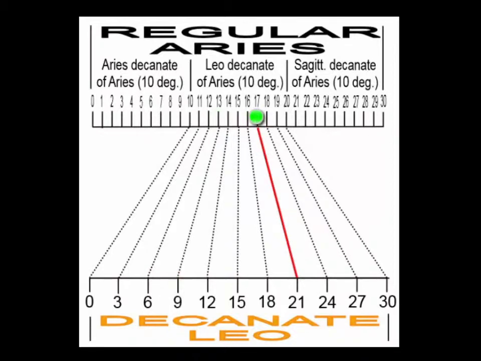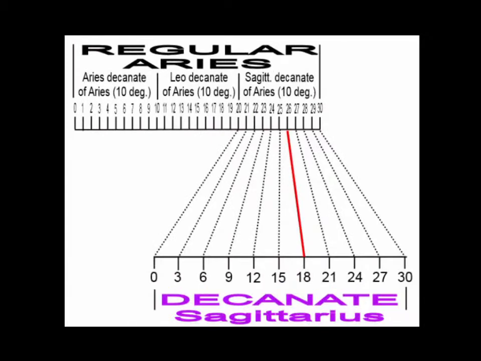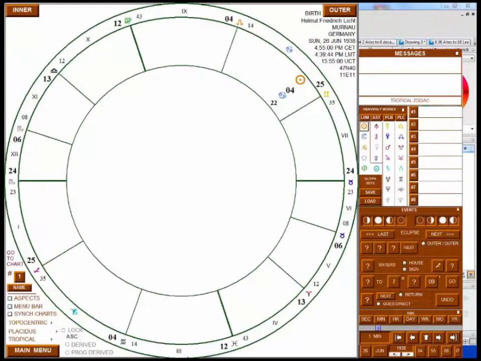And a planet located at 17 degrees of Aries in the regular zodiac would have its decanate twin located at 21 Leo in the decanate zodiac. And one more example, if a planet were located at 26 degrees of Aries in the regular zodiac, its decanate twin would be located at 18 Sagittarius in the decanate zodiac. Now I will show you the decanate chart in action.